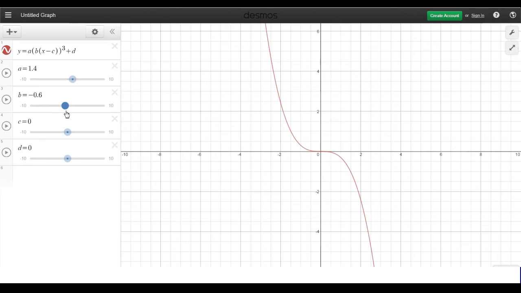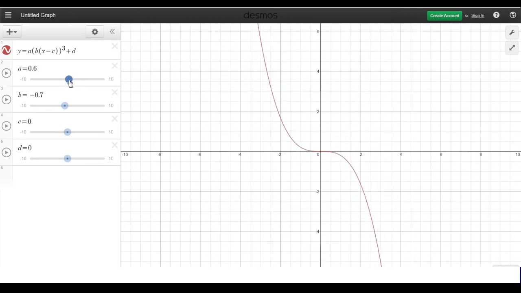If you notice, my tail on the right is going up, and my tail on the left is going down. If I go to the negatives, it switches, right? So it's actually doing a reflection over the y-axis, and we can see that happening with this function. With the squared function, we couldn't. Okay, so it's the same idea as A, where it's doing a reflection.